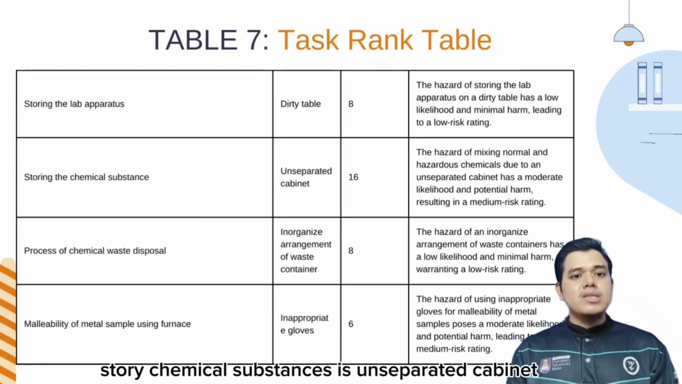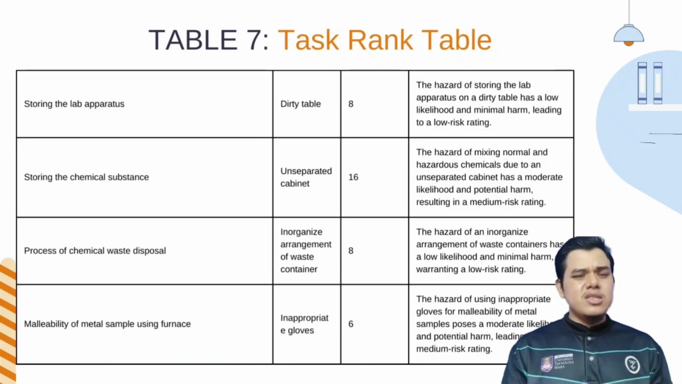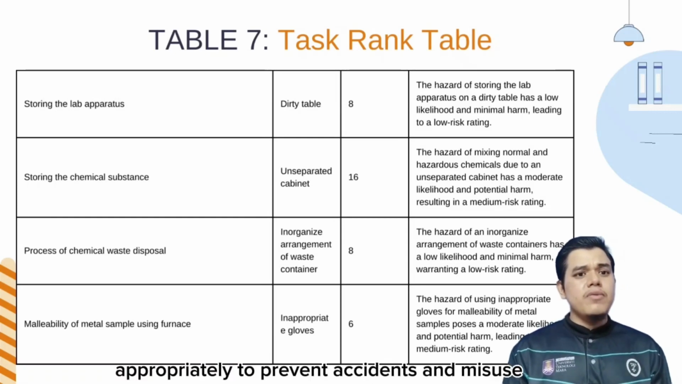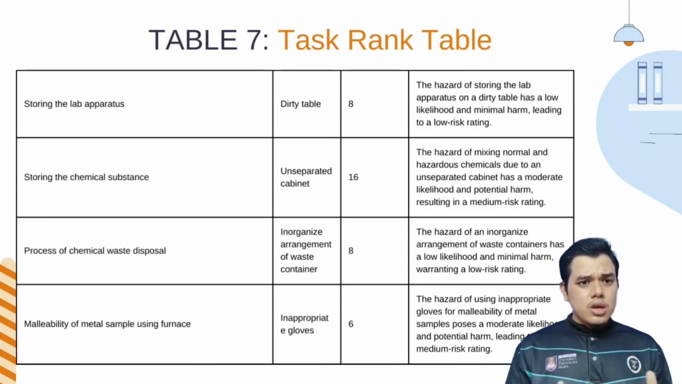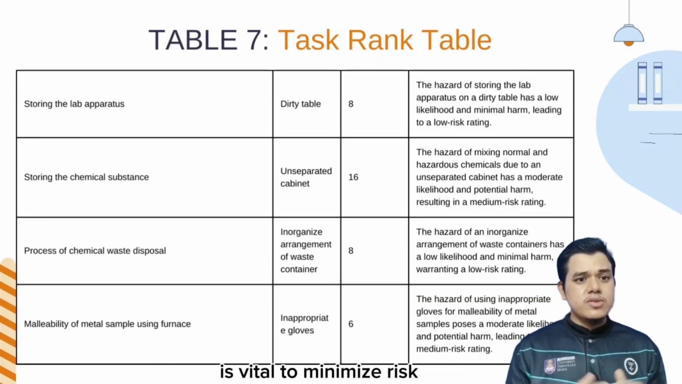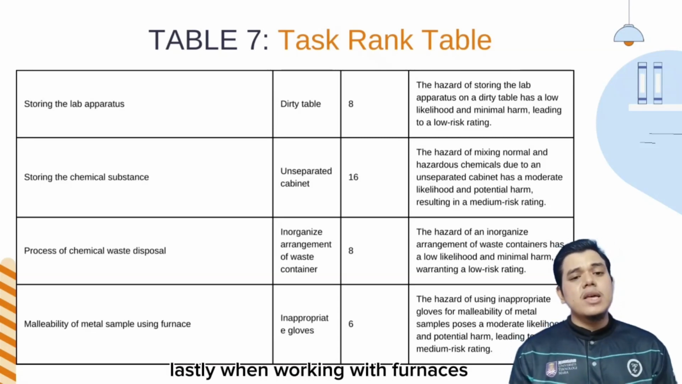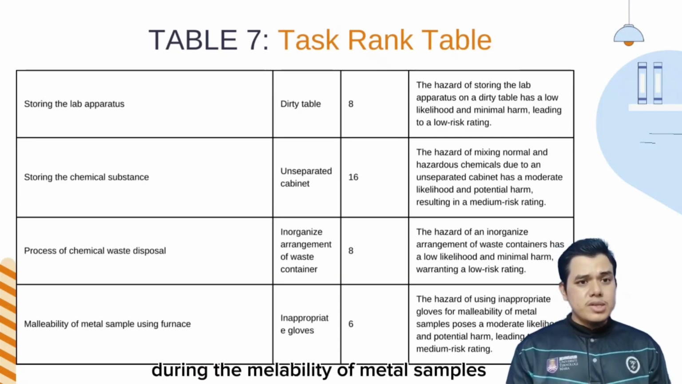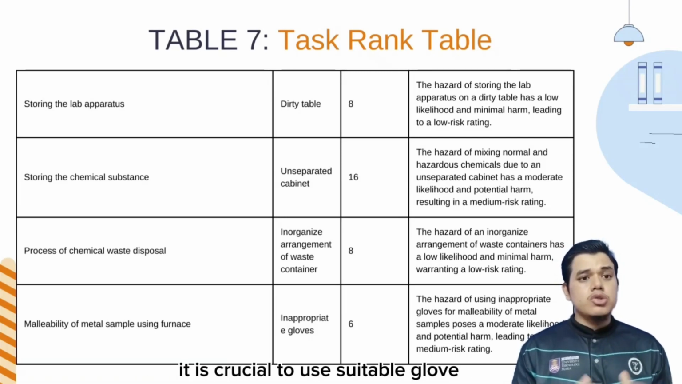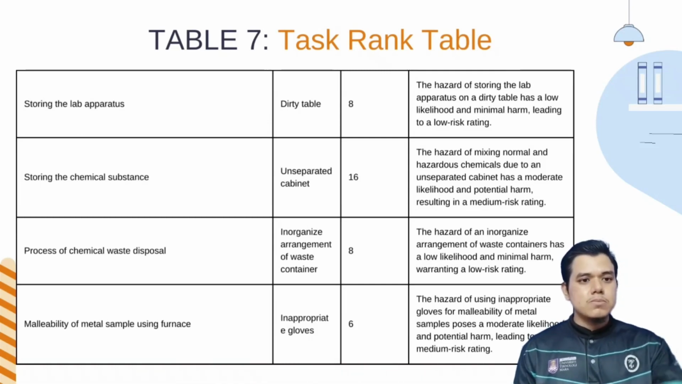Furthermore, storing chemical substances in unseparated cabinet poses a moderate risk. It is essential to separate and store hazardous chemicals appropriately to prevent accidents and misuse. So, the proper organization of waste containers during chemical waste disposal is vital to minimize risk. Lastly, when working with furnaces, during the malleability of metal samples, using inappropriate gloves poses a moderate risk. It is crucial to use suitable gloves to prevent potential harm.